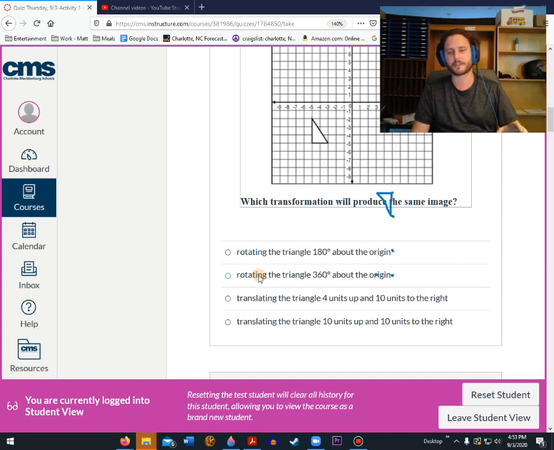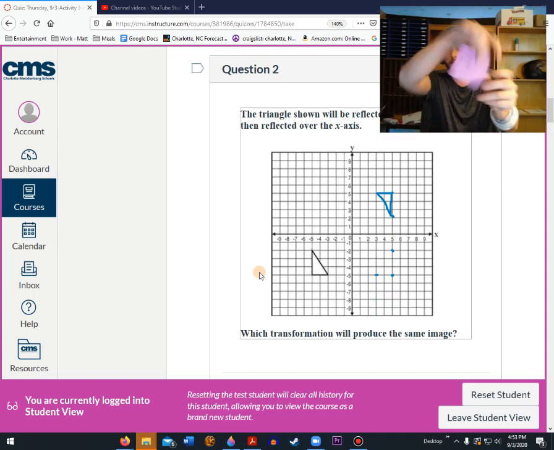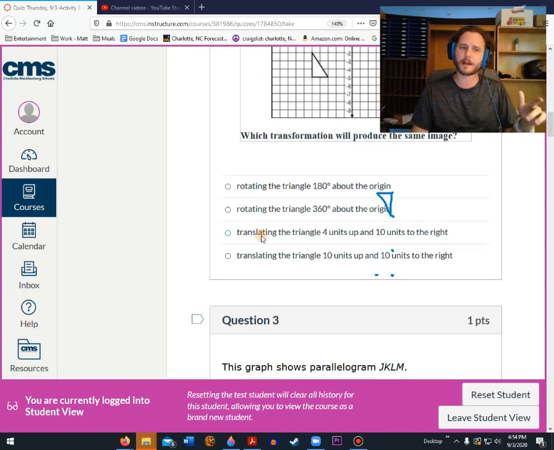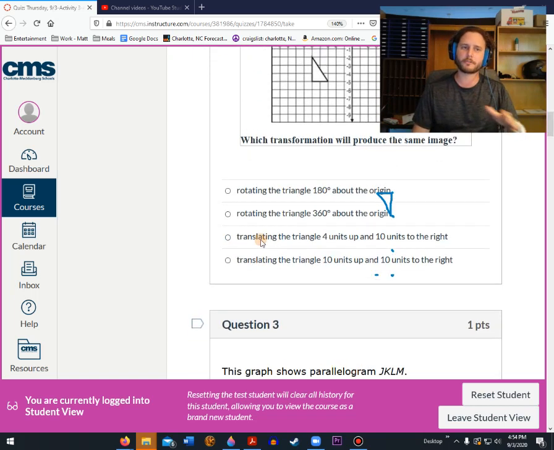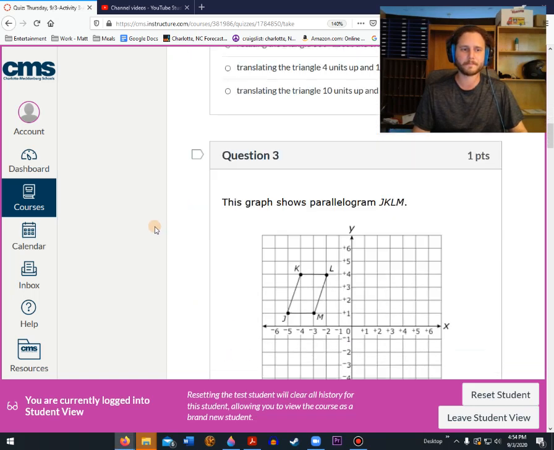B says 360 degrees. 360 degrees looks like this. It didn't change. 360 degrees is how I am oriented right now at the camera. Nothing has changed. The 2 other options are translations. The problem with translating a figure is it shouldn't look different. A translation of that triangle should look exactly the same as the original, just in a different spot. And that's not the case. So the answer is going to be A.